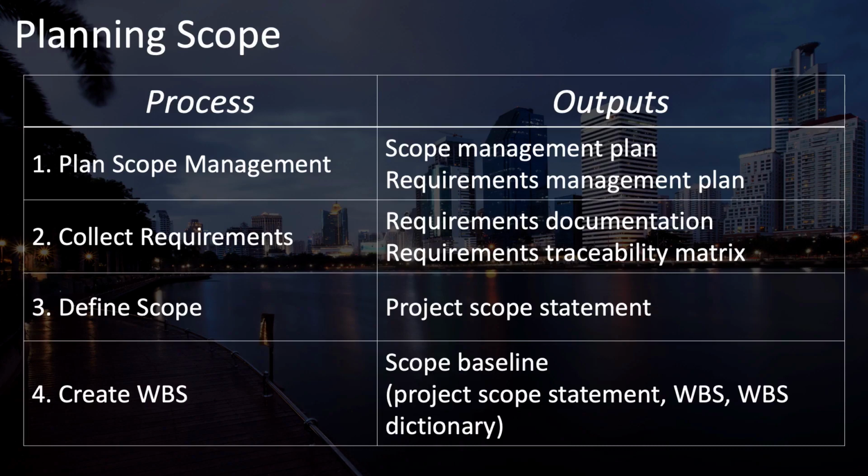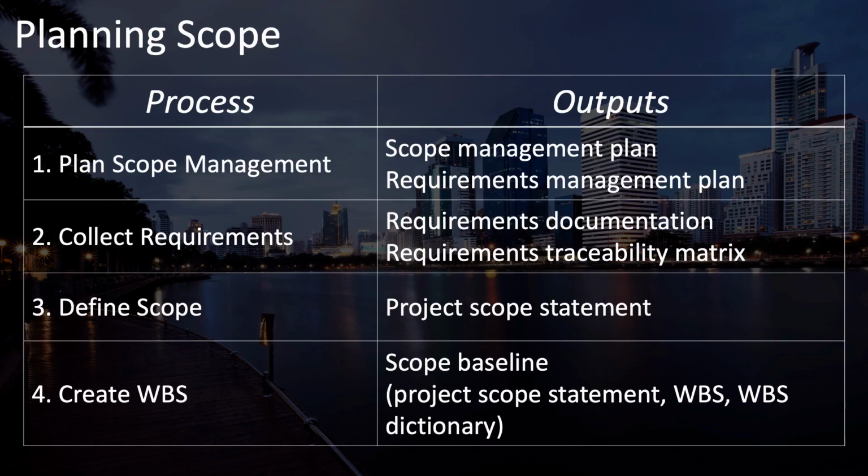There are two primary outputs of collect requirements. They are the requirements documentation and the requirements traceability matrix. The main output of define scope is the project scope statement. And the main output of create WBS is the scope baseline, which has three parts: the project scope statement, which came from the previous process, the work breakdown structure, and the WBS dictionary. All of these processes are part of the scope management knowledge area and the planning process group.